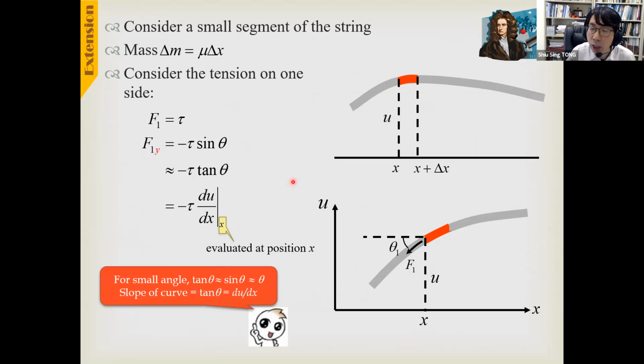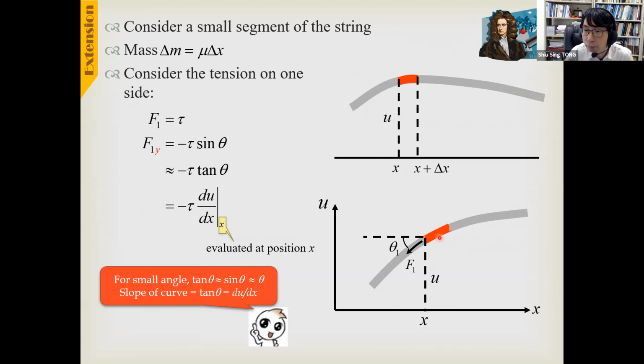Now we can derive our wave equation. We consider a small segment of the string. The segment extends from x to x plus delta x. And so the corresponding mass will be the density mu multiplied by delta x. So this is the part of the string we consider, and the mass of this part is mu multiplied by this little width delta x.